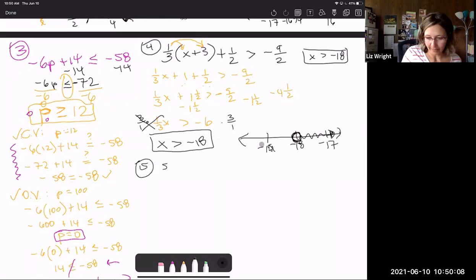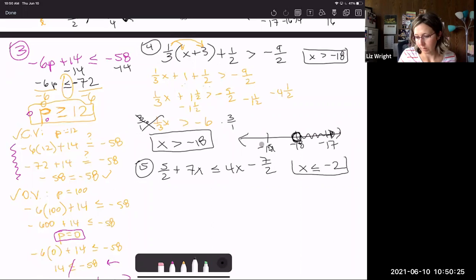So we've got 5/2 plus 7x, which is less than or equal to 4x minus 7/2. All right. This one, you should be getting x is less than or equal to -2. So pause the video, try it, and see how you do on this one.